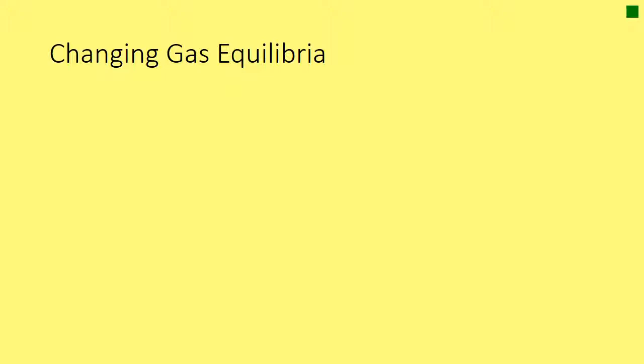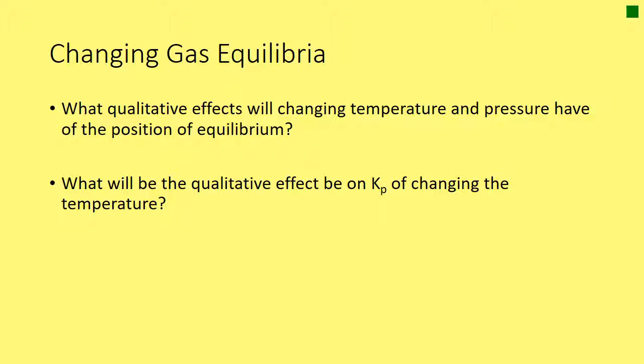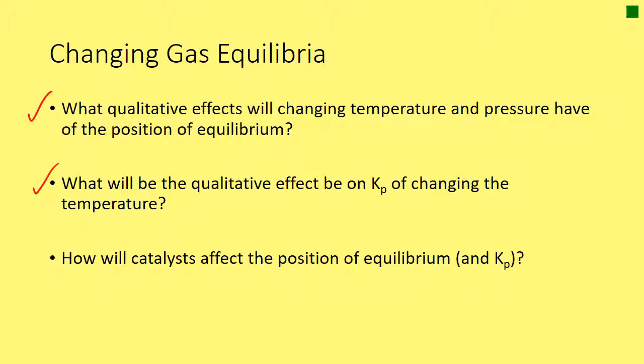Let's just check that we've covered off and answered our 3 questions. So what qualitative effects will change in the temperature and pressure have on the position of equilibrium? So changing the temperature does change Kp, and changing the pressure doesn't change Kp. And that answers the second question as well. And also we looked at catalysts just now. How will catalysts affect the position of equilibrium? And they don't affect the position of equilibrium, just the speed at which equilibrium is reached. Okay, so there's our lesson on changing gas equilibria. I hope that's been clear.